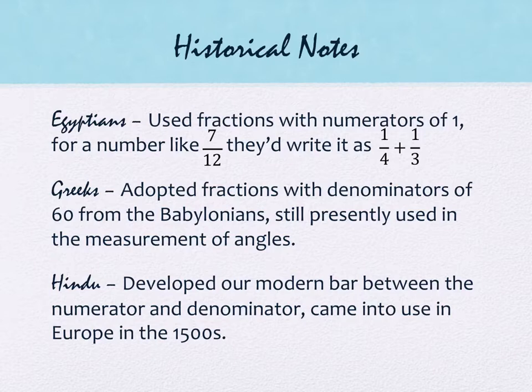The Hindus specifically developed our modern bar between the numerator and denominator, and that happened in about the 1500s in Europe. So it's really not been around all that long.